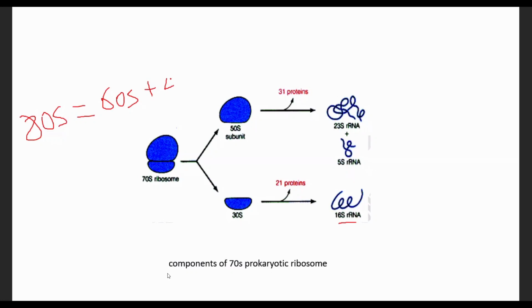When you see this, it is not summative. 60 plus 40 is 100, but the total molecular weight of this ribosome in the eukaryotic cell is 80. You don't have to add these to get the total molecular weight of the ribosome. 50 plus 30 is not 70. So they are not summative. This is the structure of 16S ribosomal RNA. It is a complex structure found in secondary structure.